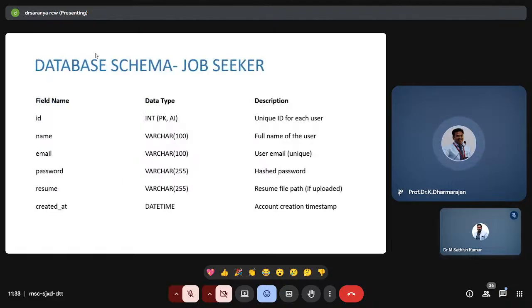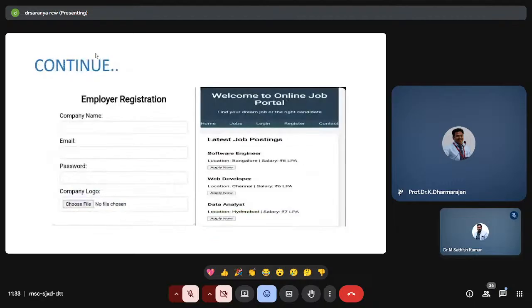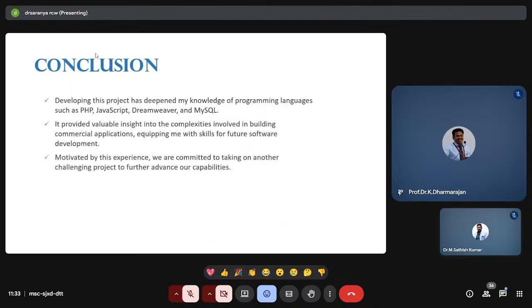Please go to the conclusion. Conclusion. We used technologies like PHP, JavaScript, and MySQL to build the system. It also improved our understanding of how real-world web applications work. Thank you, sir.